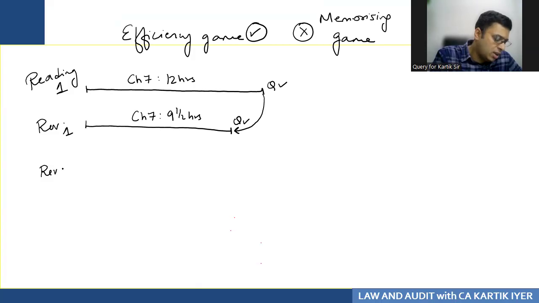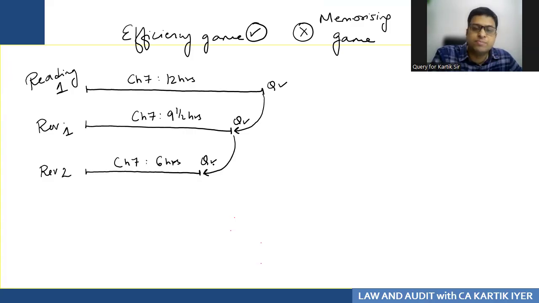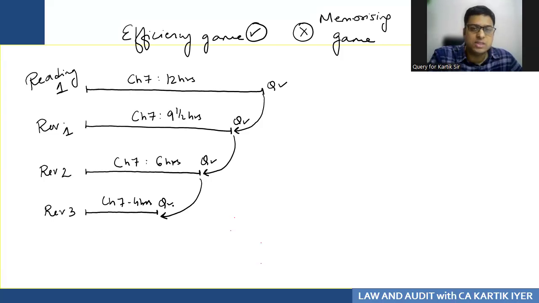Revision 2, when you do revision 2, what happens is you are able to crash it even further. Your chapter number 7 gets over, let's say, in around 6 hours, because you have got a little better at it. So again you are delivering the same quality and you are successful in crashing the time. Revision number 3, when you do, my dear students, suppose you are able to wrap up chapter number 7 in, let's say, 4 hours. Again, quality is intact and you are able to crash the time. This is a great win. Great win. बहुत सही win है. The reason is your 12 hours has now become 4 hours.